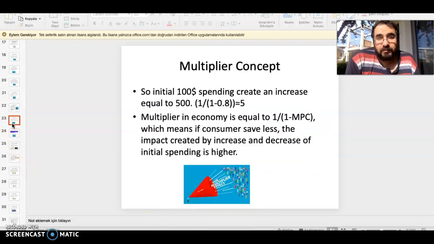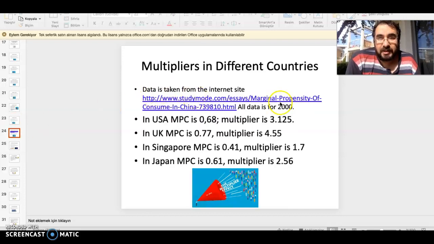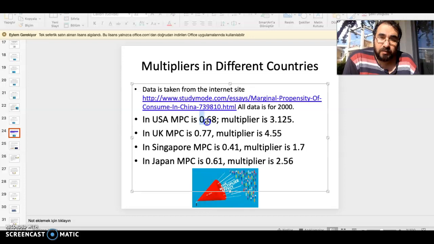Before we move on, let me show you this is actually taken from a study for 2000, and you can see the multipliers and the MPCs for different countries. For United States, it is 0.68. Interesting, because in the United States, for the most part of history, people were spending a lot, but here you see the overall number is not that large. Maybe there are some classes which are not saving with higher weight, but the multiplier is 3.125, which means every dollar spent will be multiplied by this number.